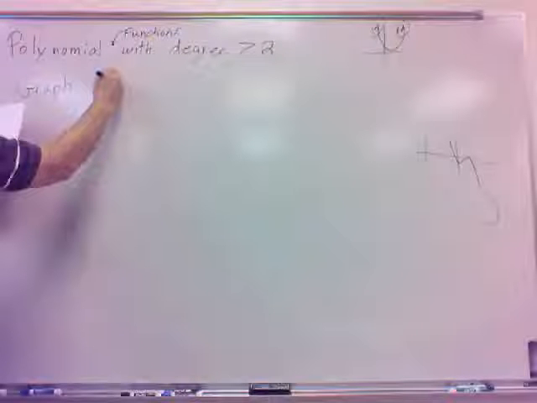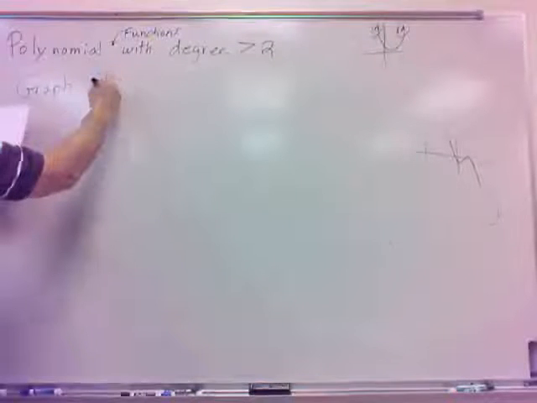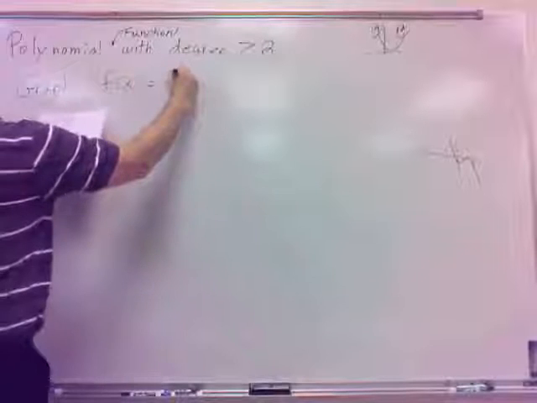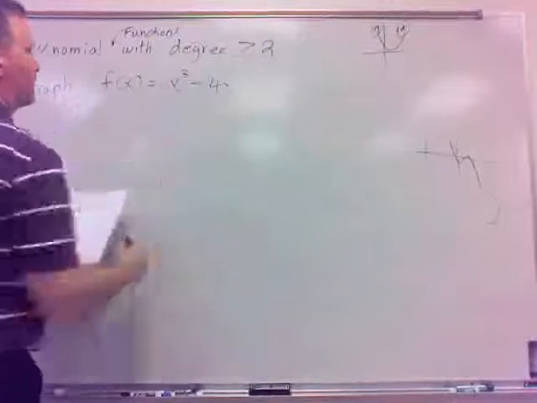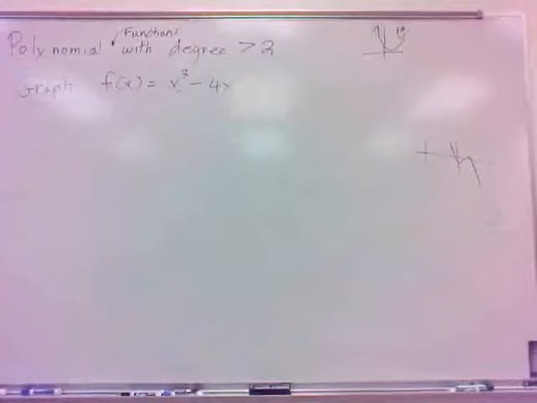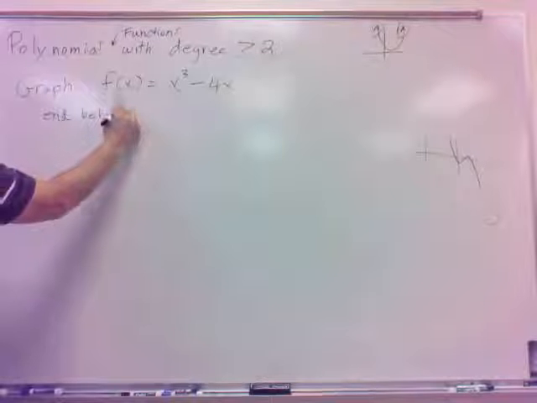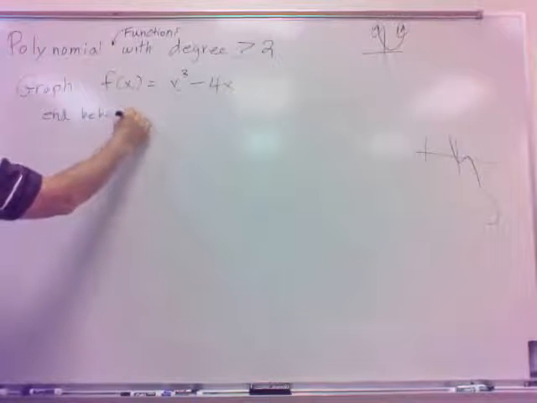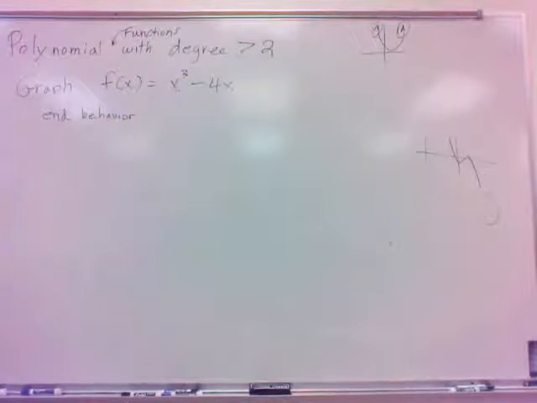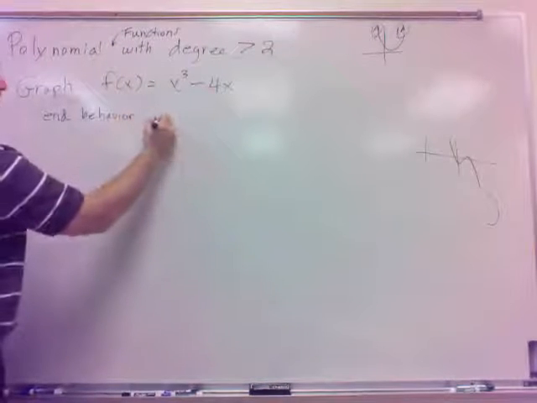Let's talk about graphing this one. f of x equals x cubed minus 4x. All right, well, with what we just talked about, we can talk about end behavior. And on this, we've got a third degree, don't we?